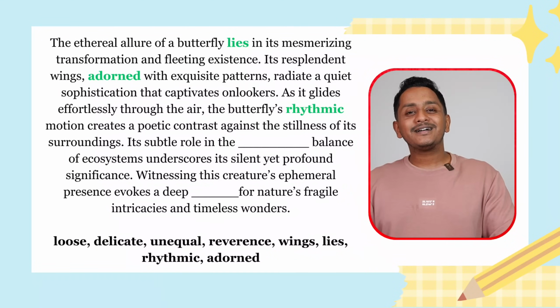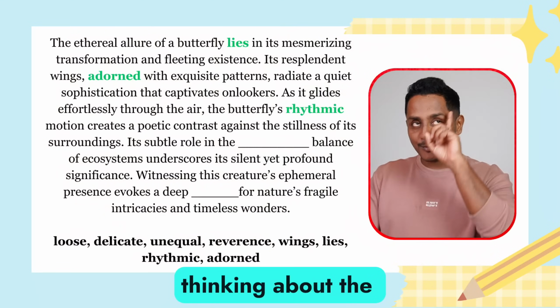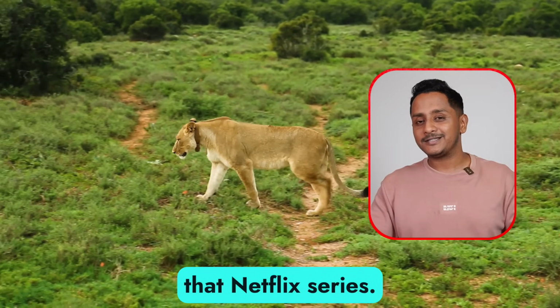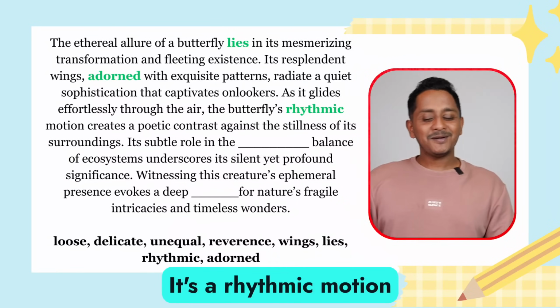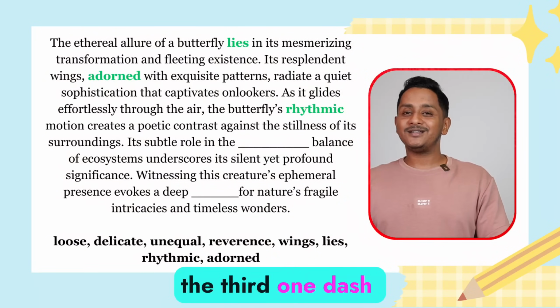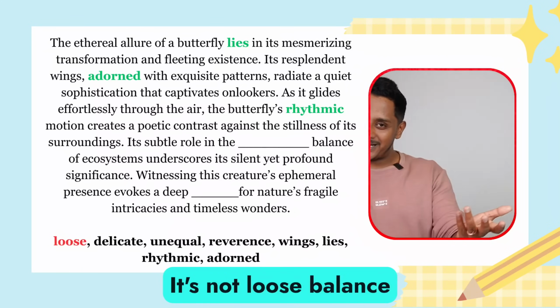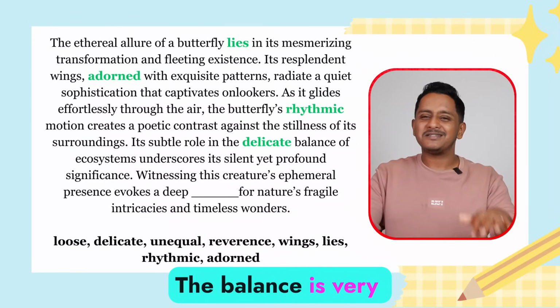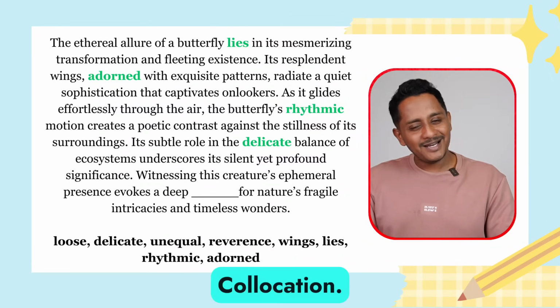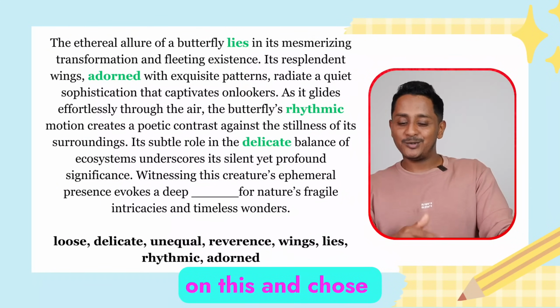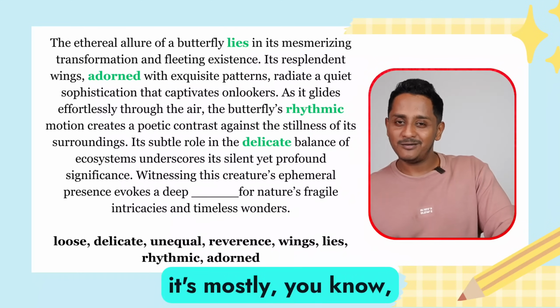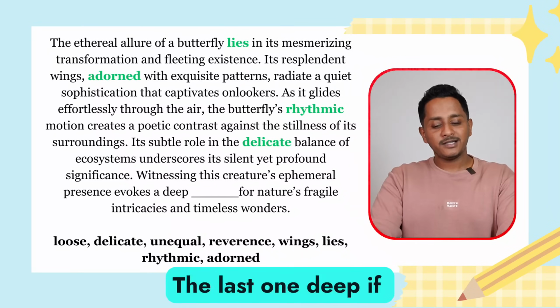When you read about it, you should get a complete picture of what you're reading. Most of them don't. They'll be reading about a butterfly, but they'll be thinking about the lion that they saw in that Netflix series. This is the problem. This is called reading skills. It's a rhythmic motion. Rhythmic motion is the third one. Dash balance. It's not loose balance. It's always delicate balance. The balance is very delicate. This is collocation. If you missed out on this and chose loose balance, it's mostly falling completely for the traps.